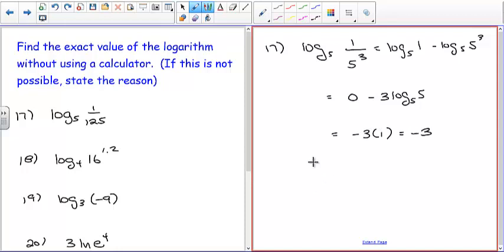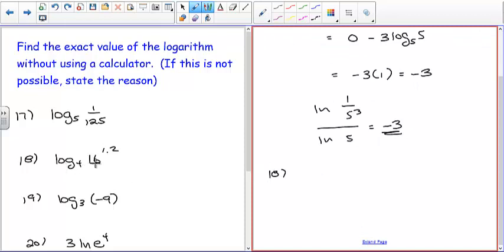Now how would you check this? Because this is log base 5, you could say the natural log of 1 over 5 cubed divided by the natural log of 5. So the base is 5. And if you plug that into your calculator, the natural log of 1 divided by 5 cubed divided by the natural log of 5, I should get negative 3, which is what I do. So this would be used in your calculator. You'd have to use a change of base formula. This is not using your calculator. Okay, next one.